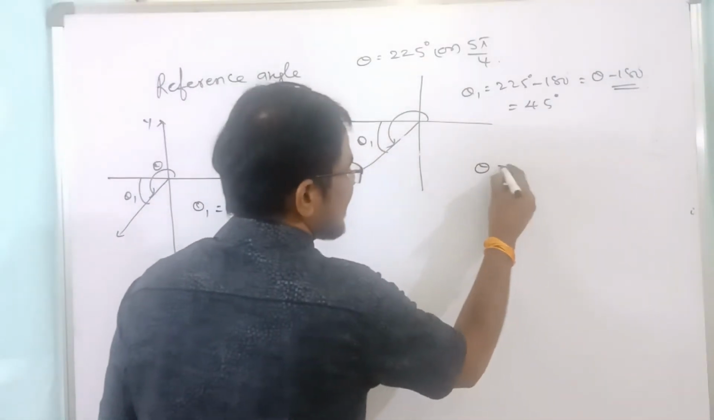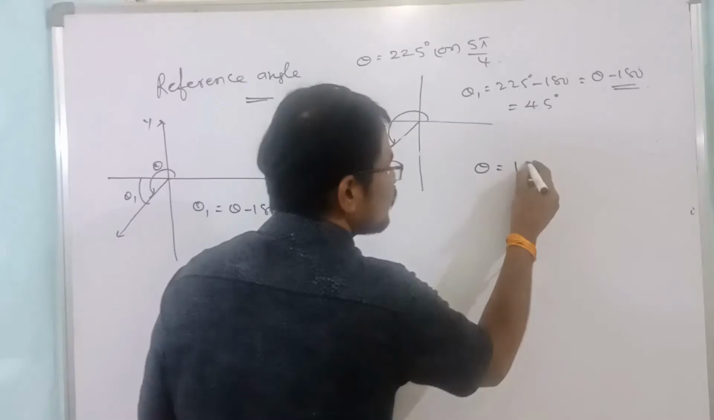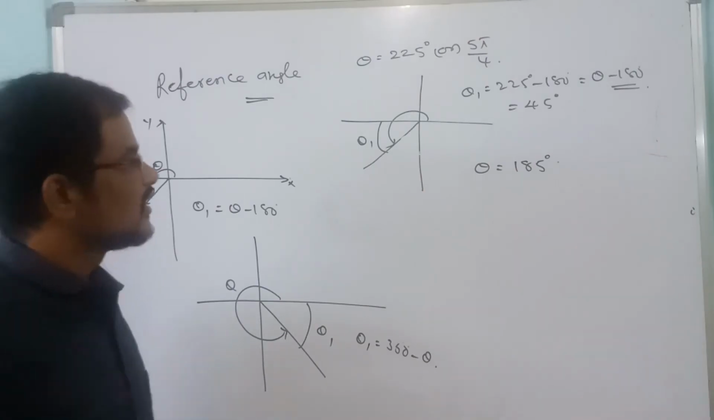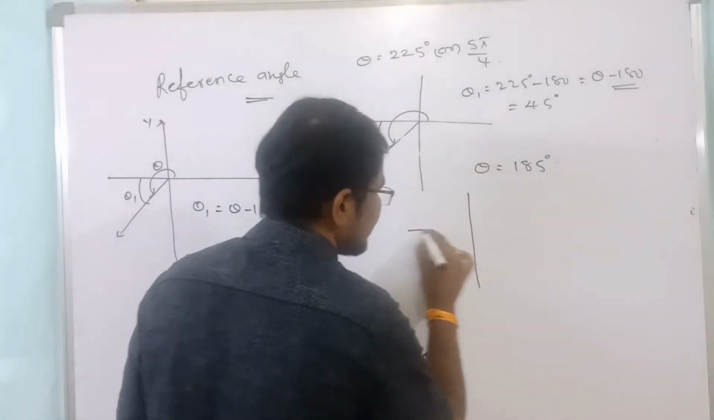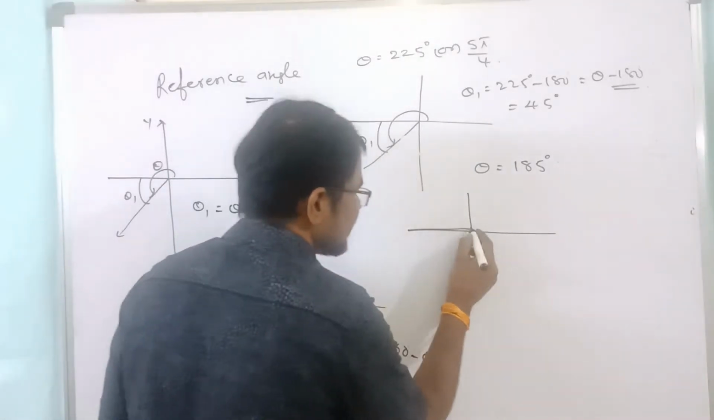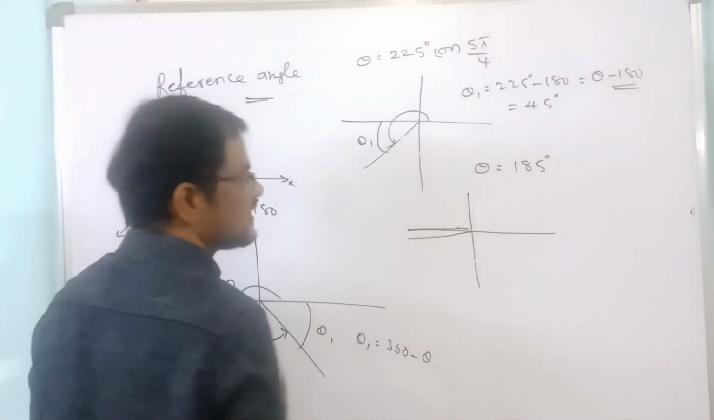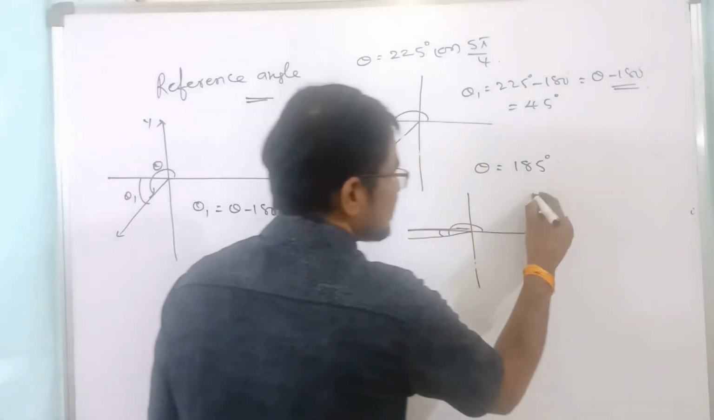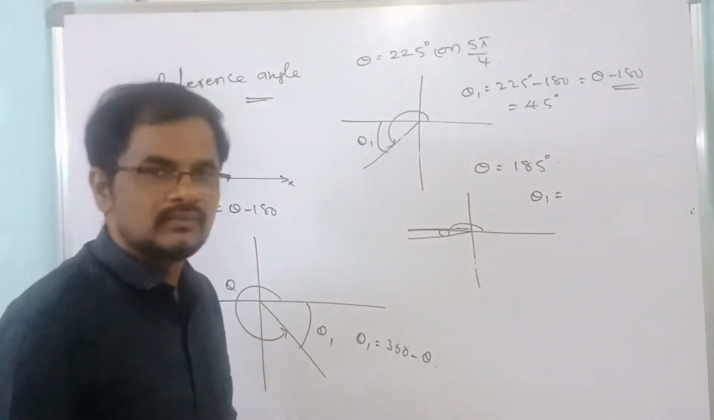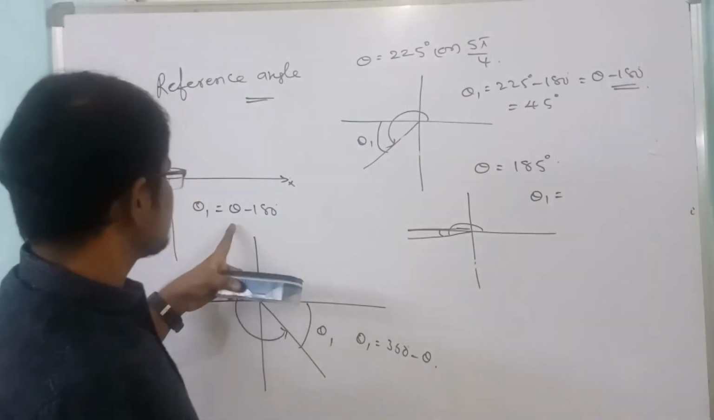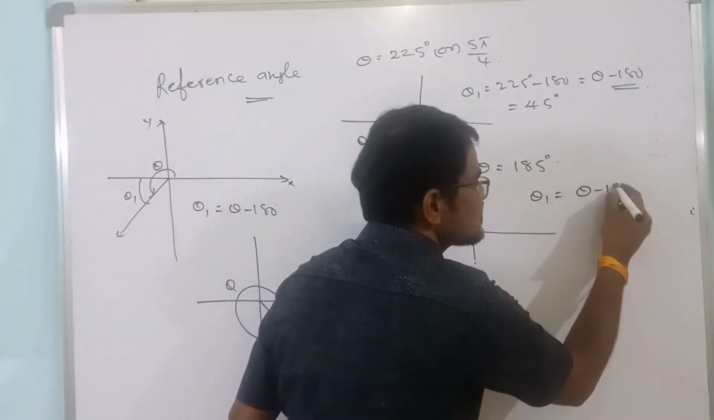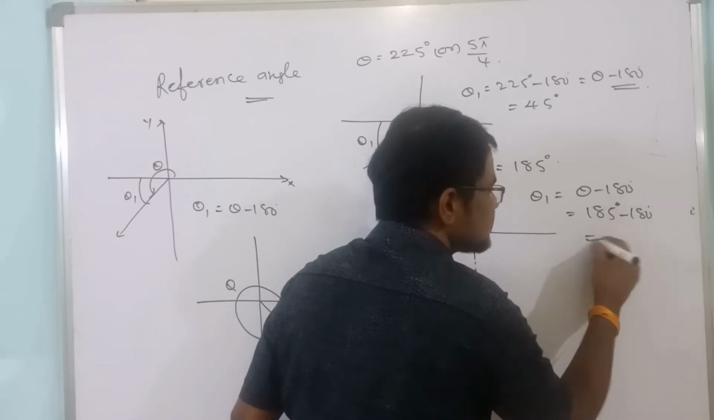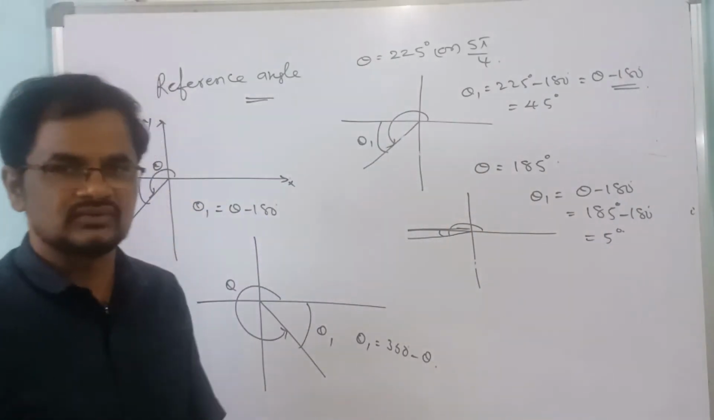Suppose theta equal to 185 degrees. What about the reference angle? 185 degrees means this is 180 and this is 185 degrees, like this. This is reference angle. So that is nothing but theta 1 equal to theta minus 180, that is equal to 185 minus 180, that is equal to what? 5 degrees. Like this you have to take.